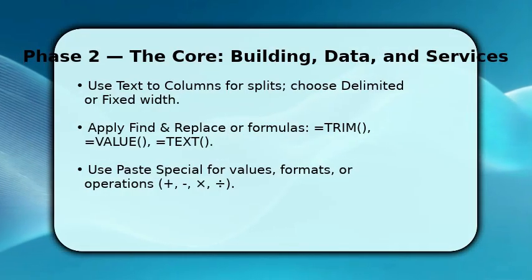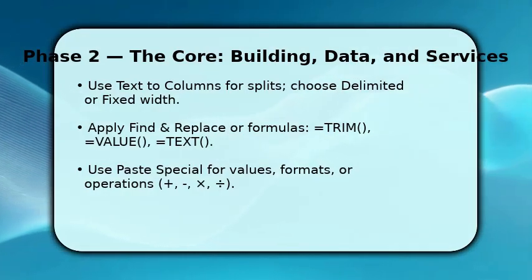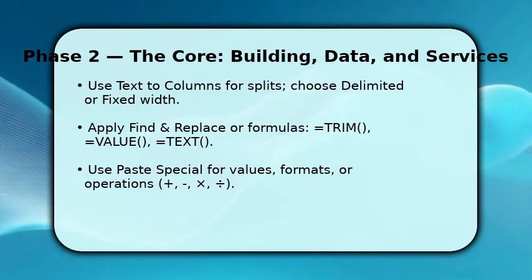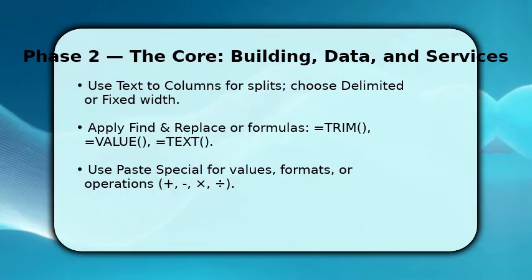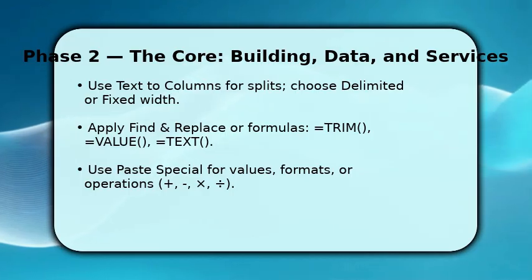Once the column is selected, decide whether to transform in place or in a new column. Use formulas when you need dynamic results. For example, equals trim, A2 or equals value, A2 to normalize text and numbers. Use text to columns to split cells, pick delimited or fixed width and preview the split.